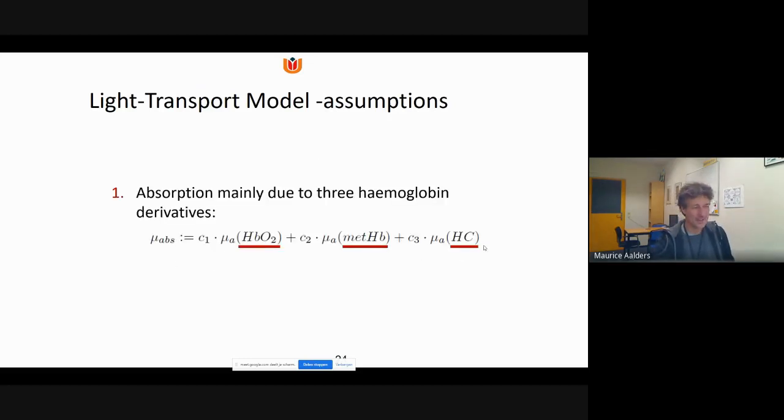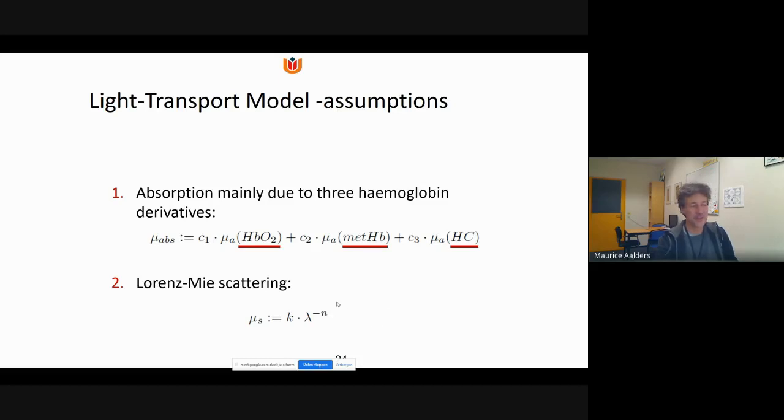So then we can further define that the absorption is a linear combination of oxyhemoglobin with a certain concentration, methemoglobin and hemichrome. So we can further decompose the absorption: we have derived the MUA and the MUS, and then we can further decompose the absorption into these three components by doing a fit to it.